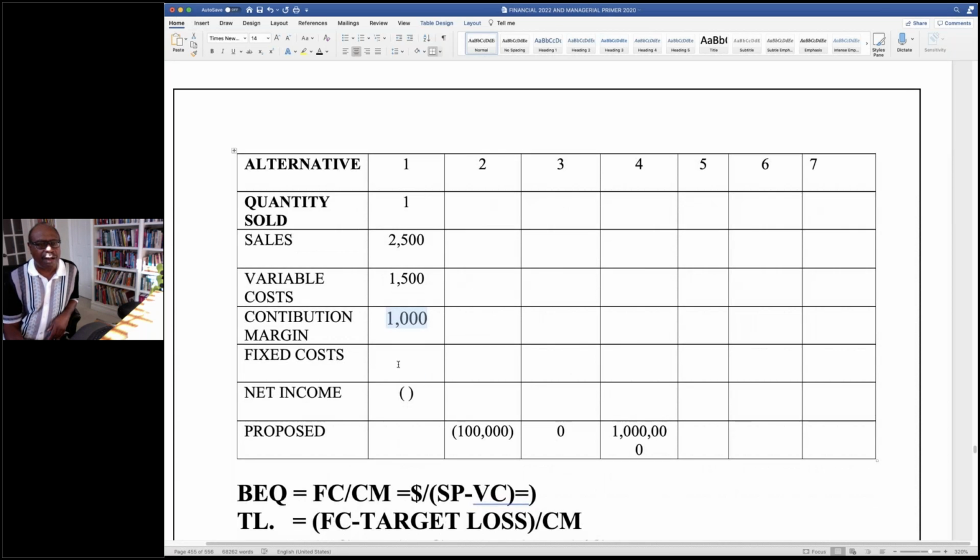Okay. What are our fixed costs? 150,000. 150,000 is our fixed cost. Okay, so if you sold 1 item, what would your net income look like and actually be a loss? What would your loss be? 149,000.